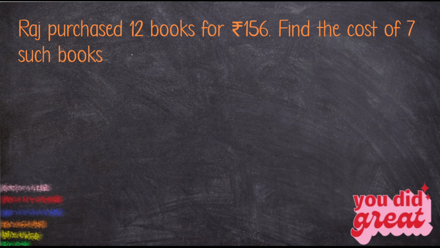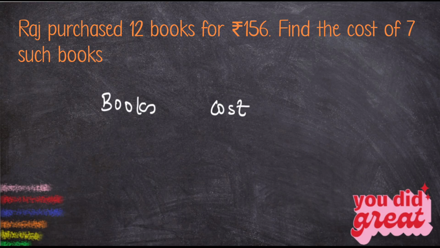So first question is, Raj purchased 12 books for rupees 156. Find the cost of 7 such books. So when such type of questions come, that is word problem, first thing you have to do is you just note down what all things are given. So here, what two things you can see, there is something known as books and there is something known as cost, right? These are the two things given in the question.